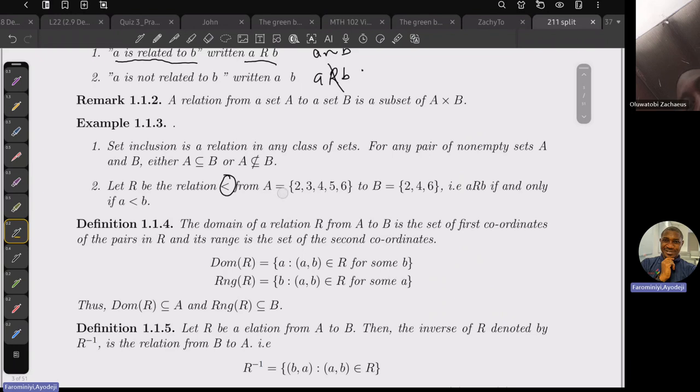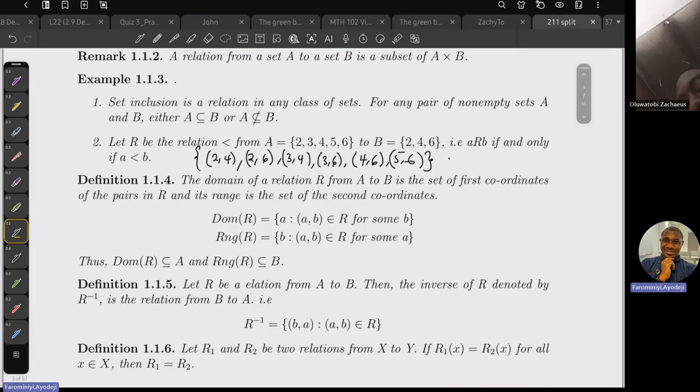So what are going to be the elements of this relation? Can you tell me the elements of this relation? A is less than B, right? Yes. That's 2, 4, 2, 6, 3, 4, 3, 6, then 4, 6, and then 5, 6. Okay. Beautiful. So that is just the general introduction to relations.